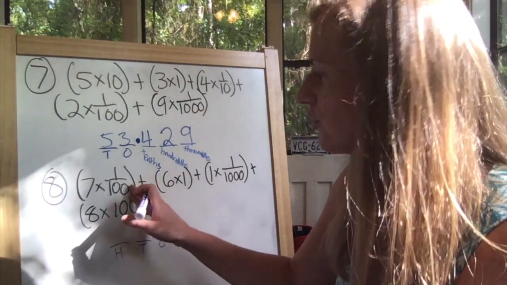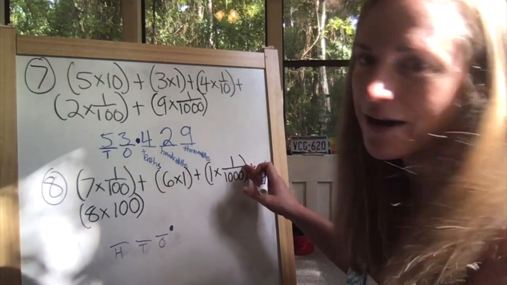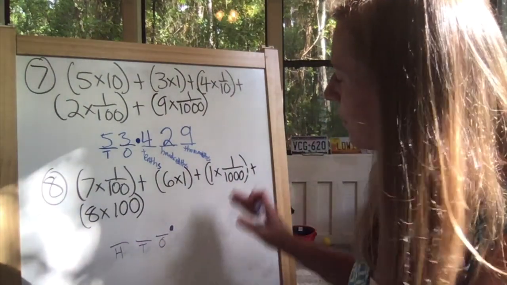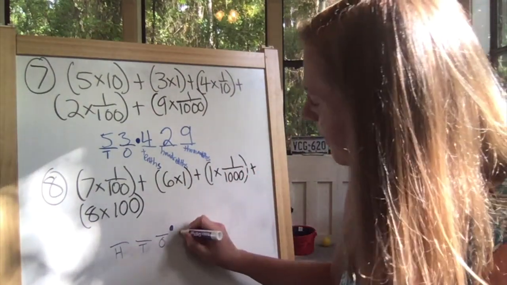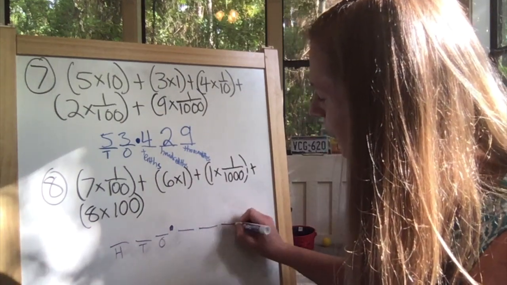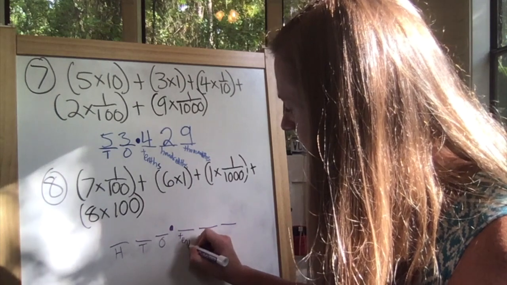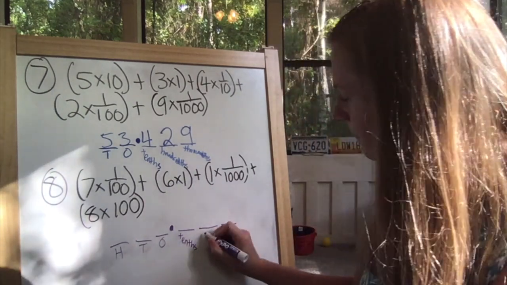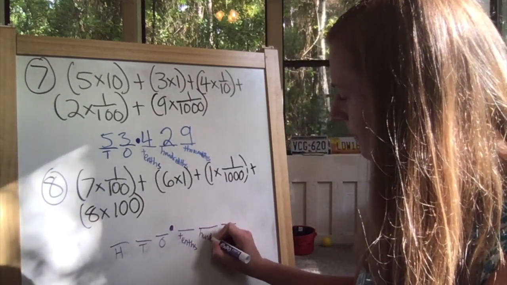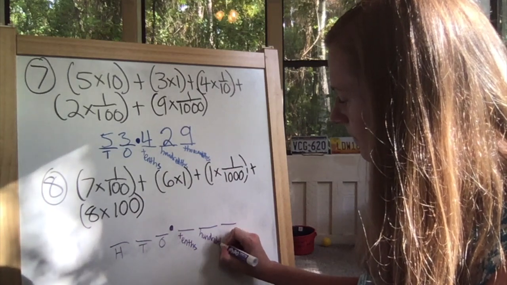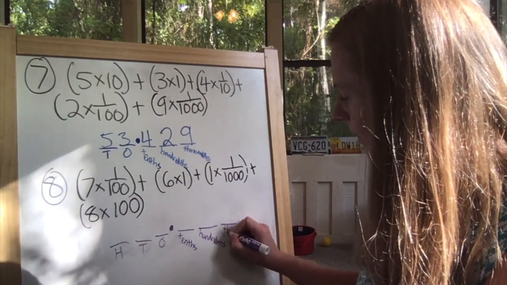So this is hundredths and thousandths. So thousandths requires 3 spaces. Because this is the tenths, you can label them to help you. The hundredths and the thousandths.